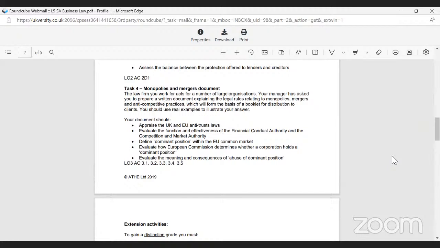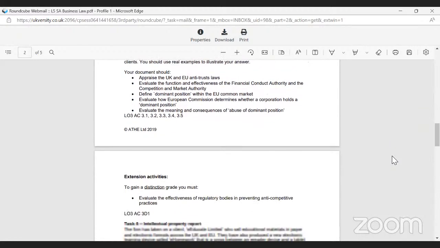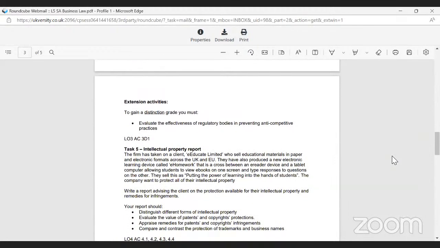Now, for this task 4, we looked at learning outcome 3. Is that okay, Sumit? So it's 3.1, 3.2, 3.3, 3.4, and 3.5. You can see at the bottom. That's to complete this task. If you wanted to get a better mark with the extension activities and gain a distinction, you would need to evaluate the effectiveness of regulatory bodies in preventing anti-competitive practice. That's learning outcome 3, AC 3D1, on the slides.